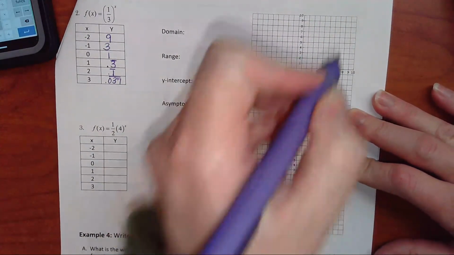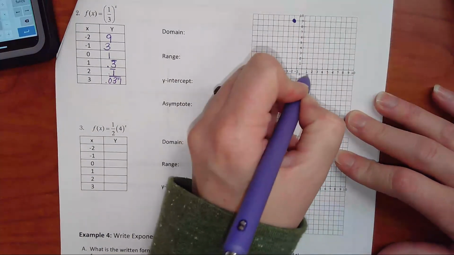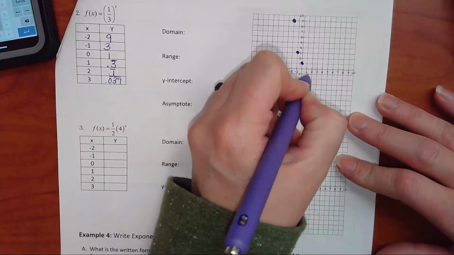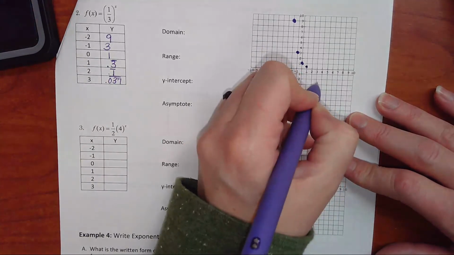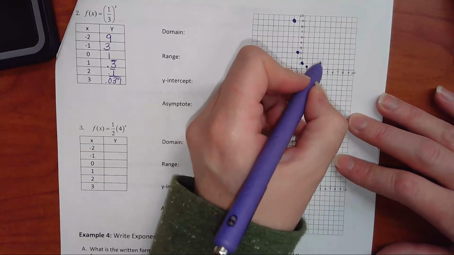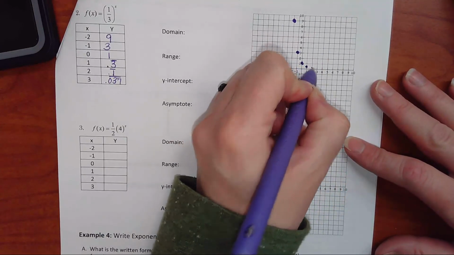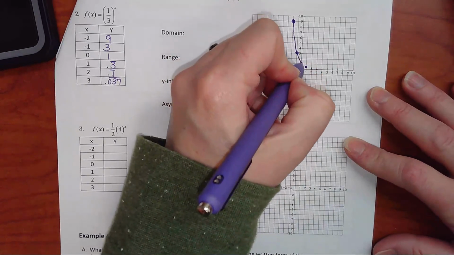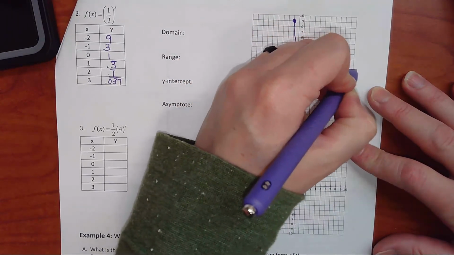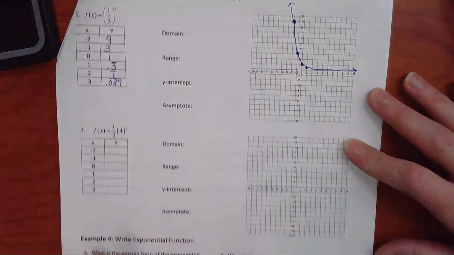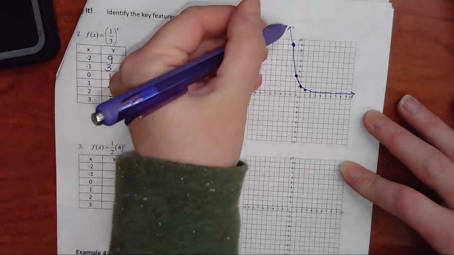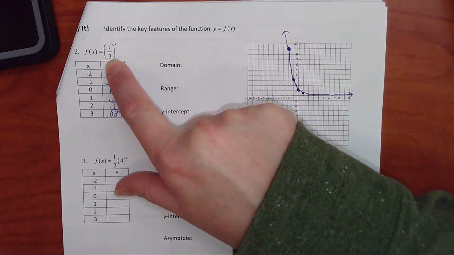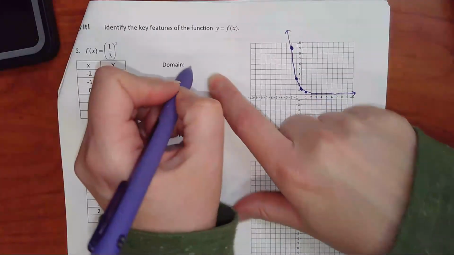So -2, 9; -1, 3; 0, 1; 1, 0.3-ish, and you're just going to kind of sketch this. 2, 0.1, and 3, getting closer. So then when I draw my graph here, I'm getting really close to that x-axis again, but don't actually cross it. So there's what my graph looks like. This graph from left to right is going down, and that's because this base is less than 1. This is decay.